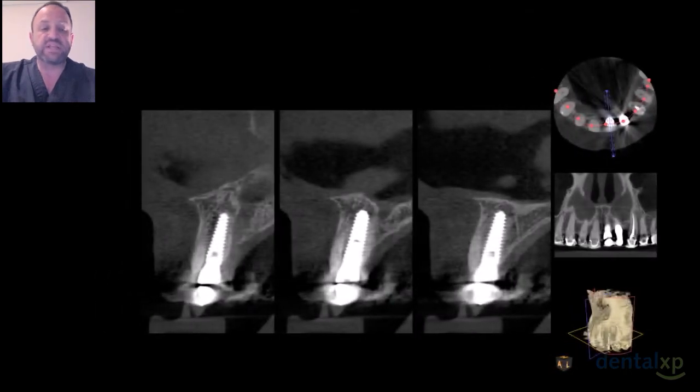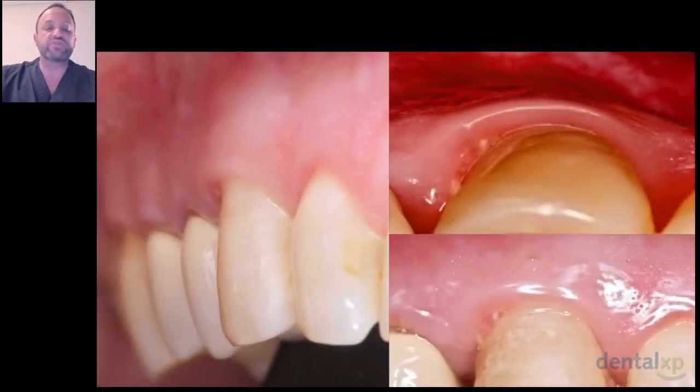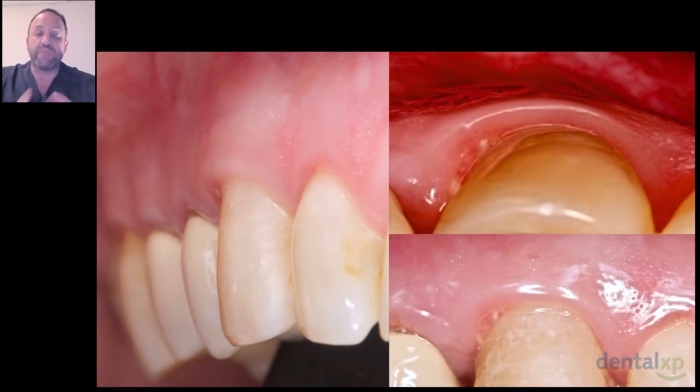And here you can see from the cross-section what a buccal shield looks like on a cone beam CT scan. And here's just another case to show you how wonderful the soft tissue looks on this upper left canine. Remember that canines have the most bulbous bone, and they tend to collapse the most because of that.